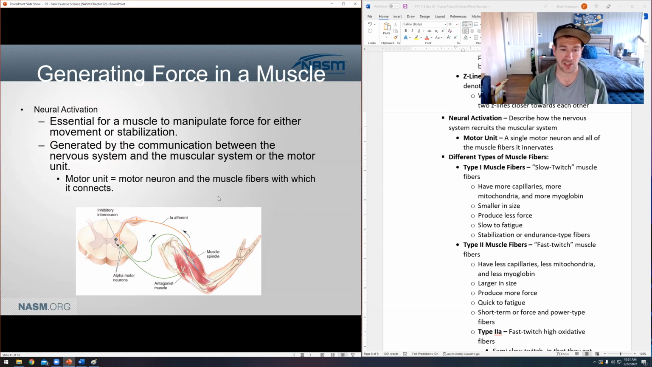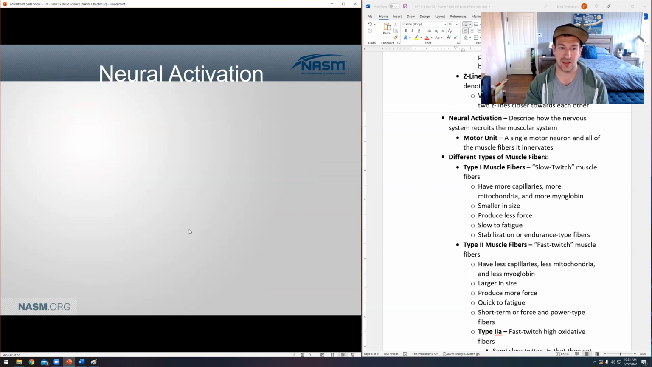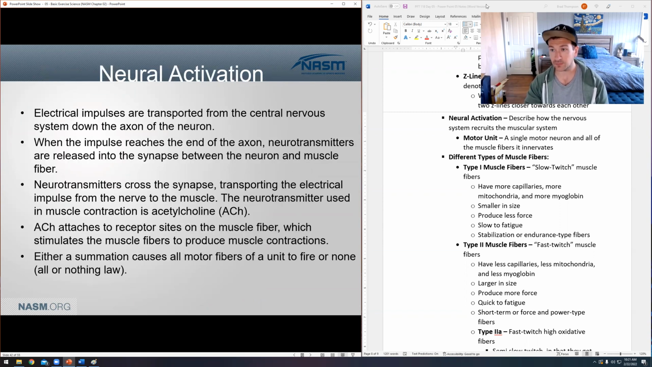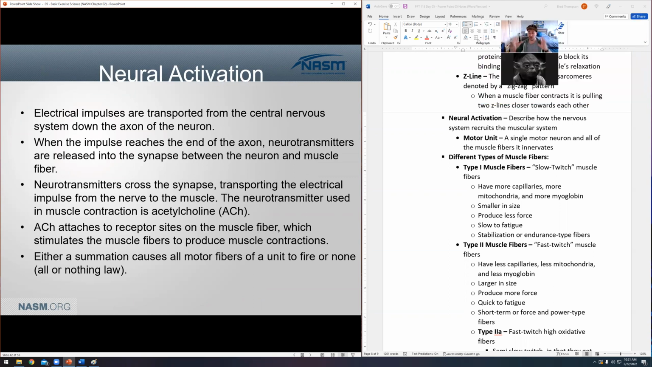Very, very different contractions there. So a motor unit is one motor neuron and all of the fibers that it deals with. So here is neural activation from start to finish.